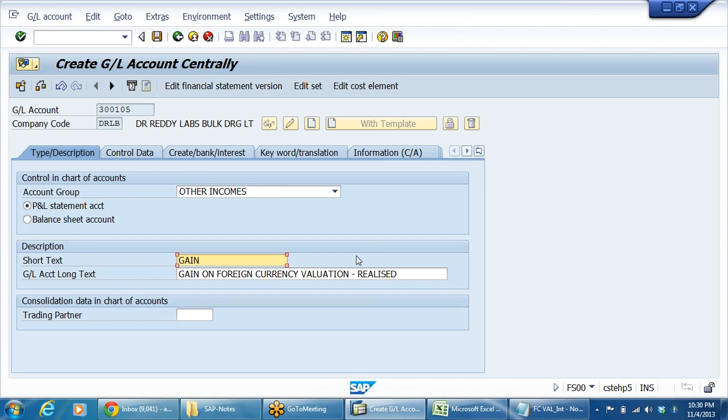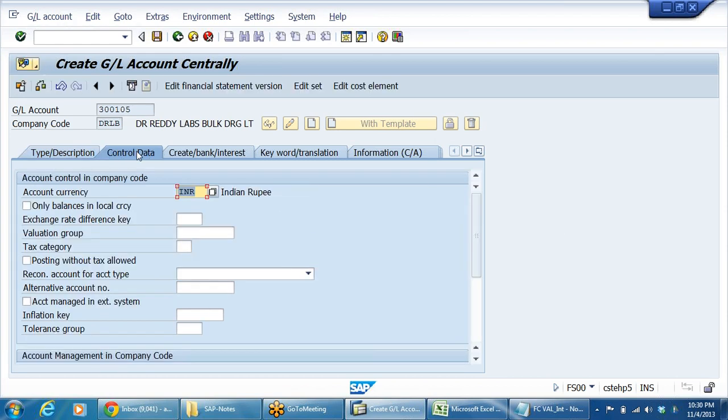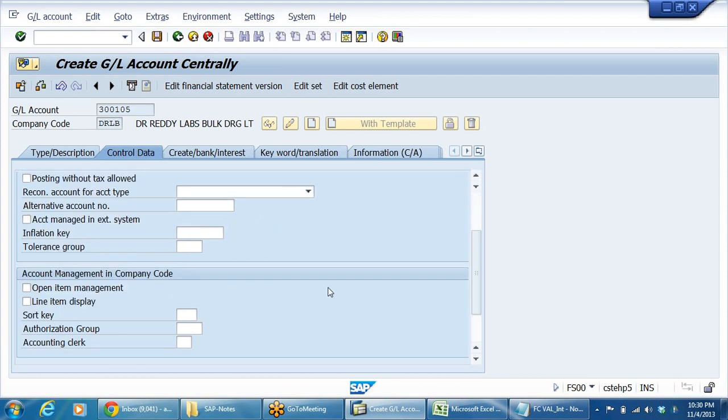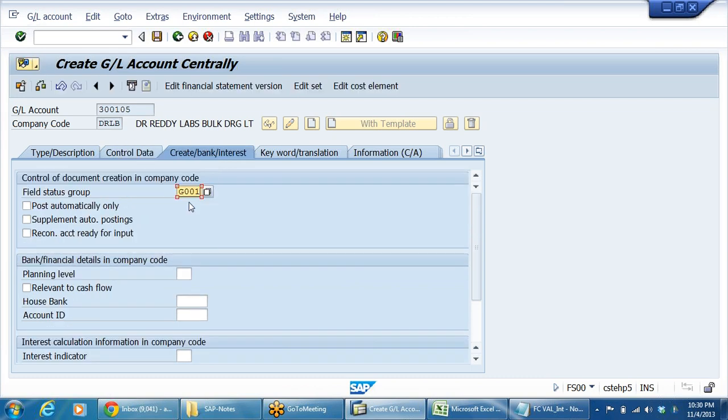So gain on foreign currency valuation realized. Right. Line item display 01, nothing special here. G001. Save it.